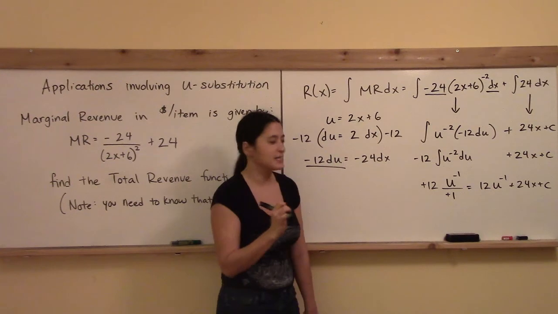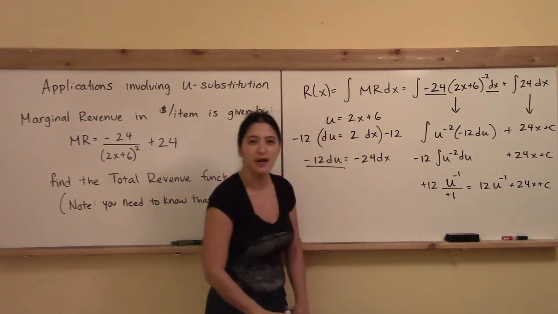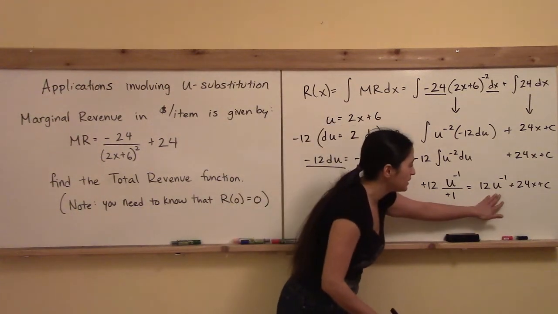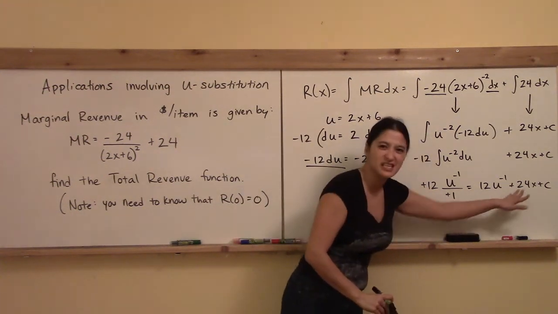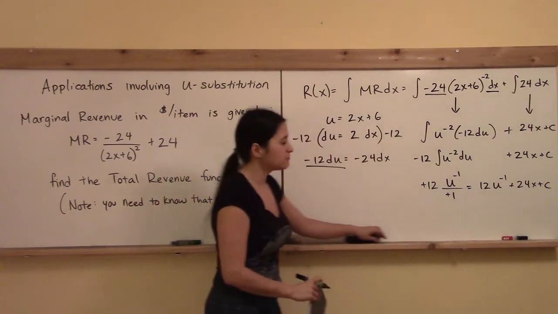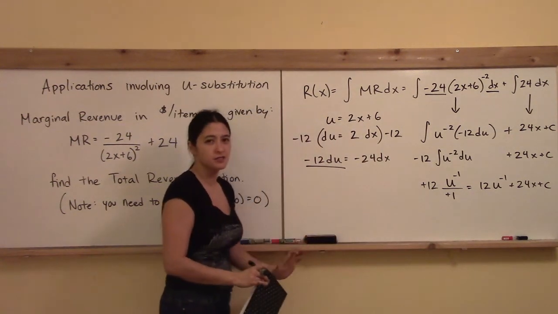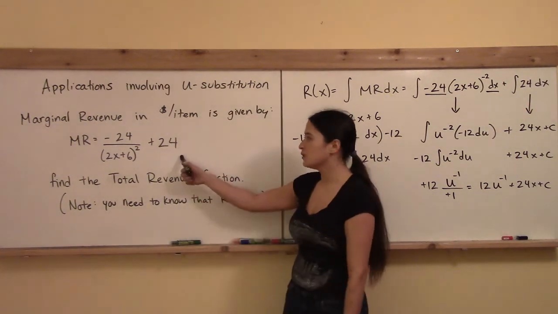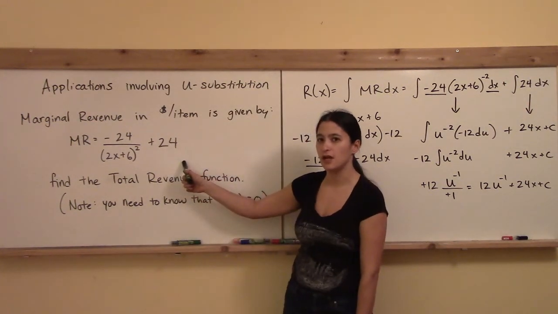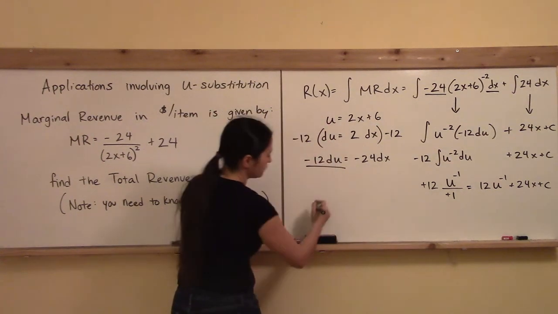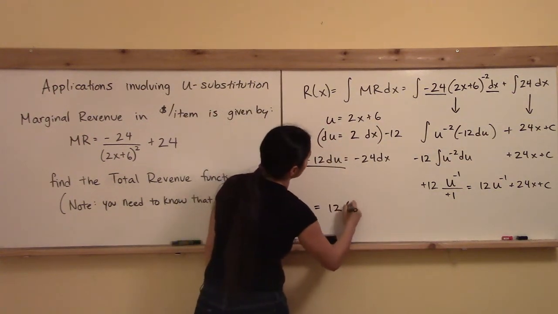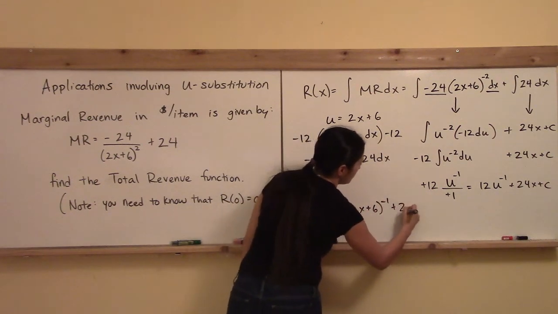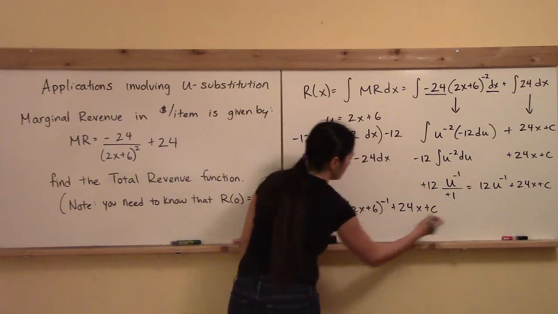Oh, I'm almost there. I can see the light at the end of the tunnel. However, I don't like my situation right now because I'm trying to have my answer with u's in it and with x's in it. That's not right. I have to replace it so it's just all a function of x. I don't want any u's in my answer at all. After all, the question was posed as a function of x, right? Okay, so I have 12 u's, and that's the same thing as 12 times 2x plus 6 to the minus 1, plus 24x plus c.